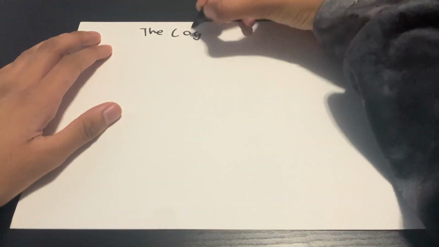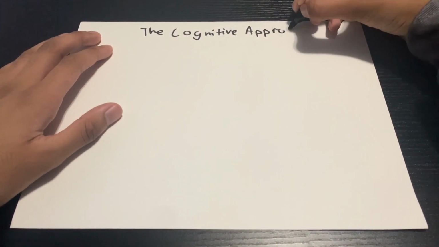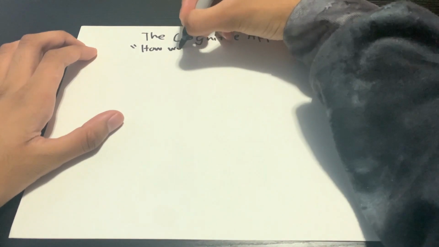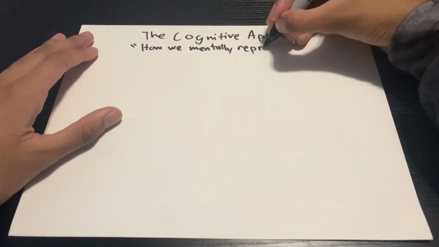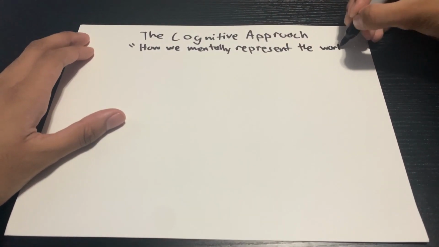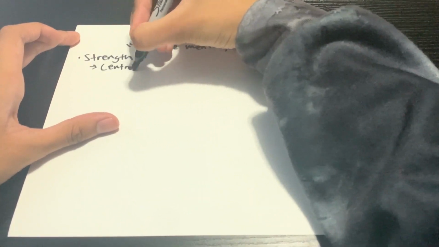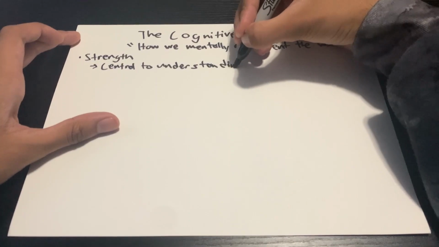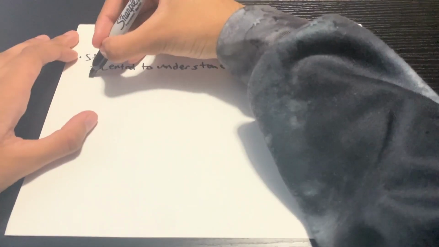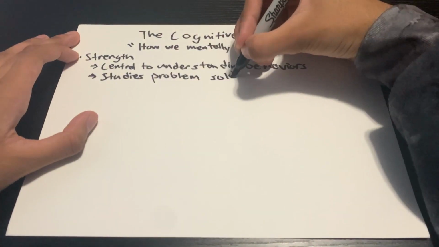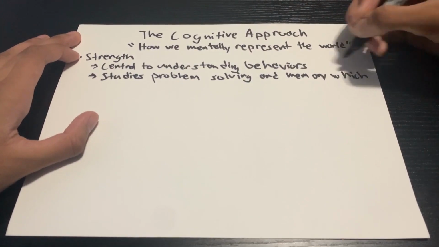Before we get into the study, I'll go over the cognitive approach and how it applies to Baron Cohen. The cognitive approach describes how we mentally represent the world. One strength of the cognitive approach is that it's central to understanding behaviors. Another strength is that it studies problem solving and memory, which are key to human experience.